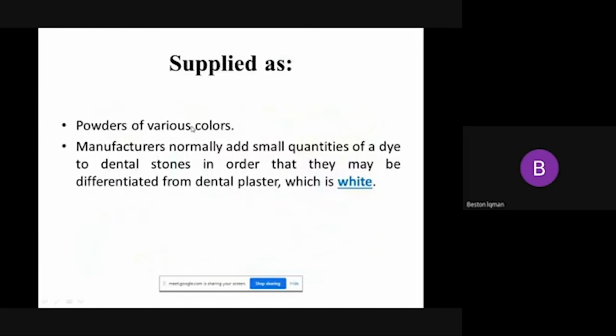The gypsum is either available in the market in powder form in various colors, or sometimes the manufacturer adds a small amount of dye in order to differentiate it from the dental plaster. As we know, in the lab we have two types of plaster: dental plaster and dental stone. Dental plaster is usually white in color, while dental stone is yellowish in color. Why? In order to differentiate between them. Clear? Clear. Okay.